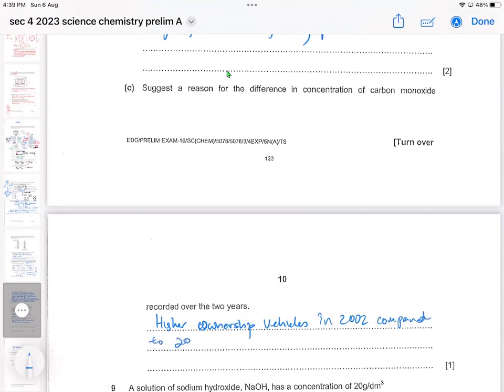Okay, compared to 2001. So this will lead to more carbon monoxide forming for the same period of time, or same period of the day. Okay, generally just due to more cars.